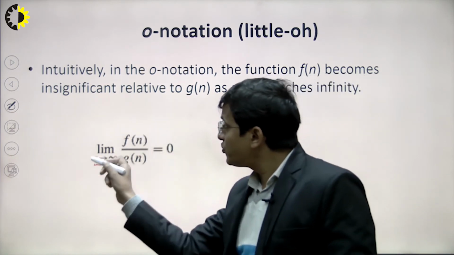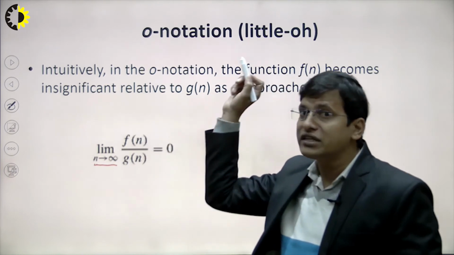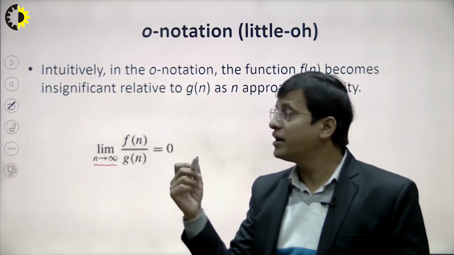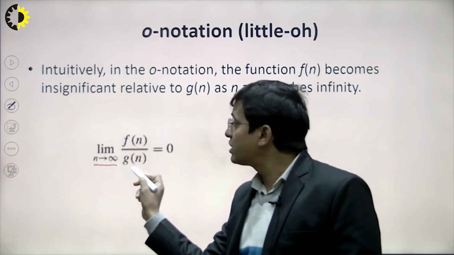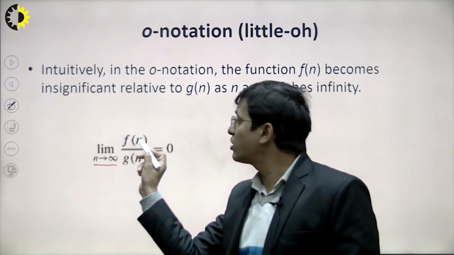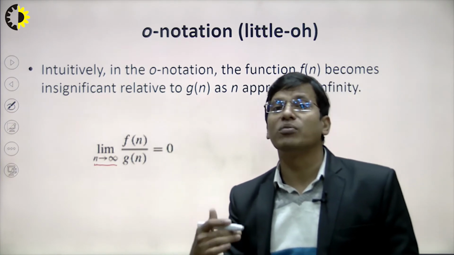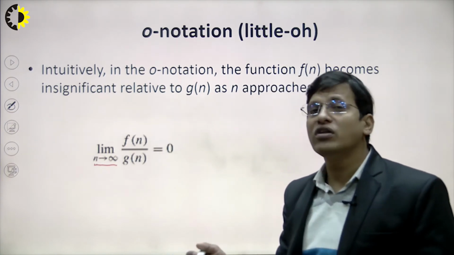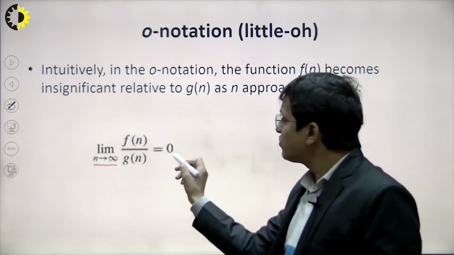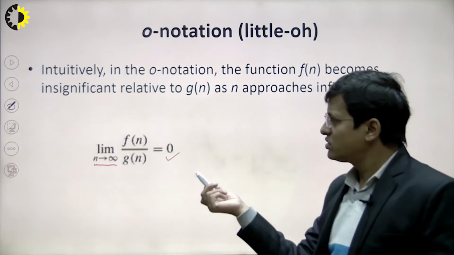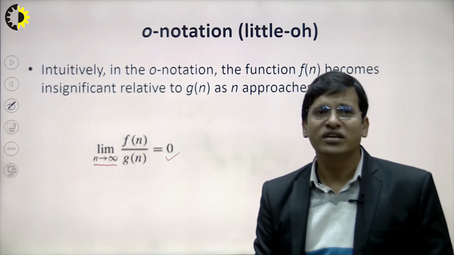Because f of n is increasing slowly and g of n is increasing very high, this value will be greater and this will be smaller. If you are dividing some value by a very large function, that tends to 0, right? So that's why 0 is coming in this case. This depends upon the function actually, right?